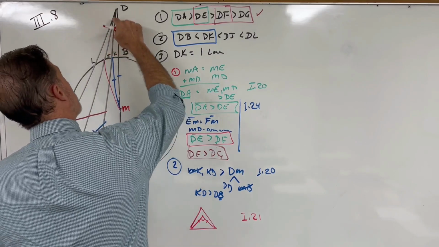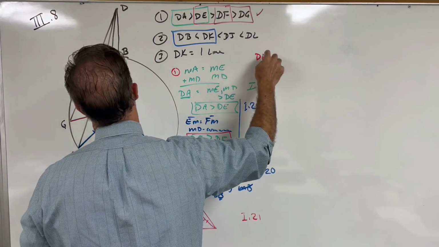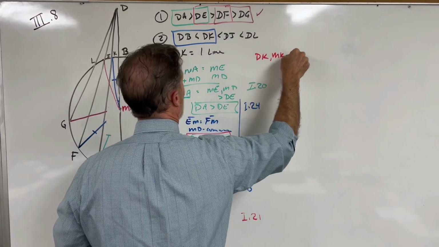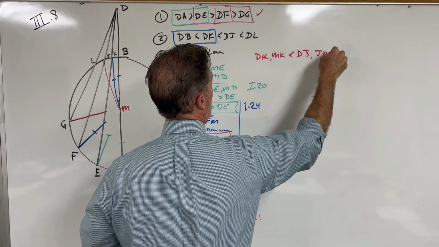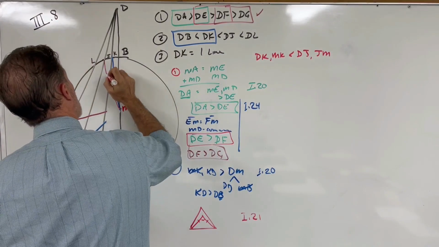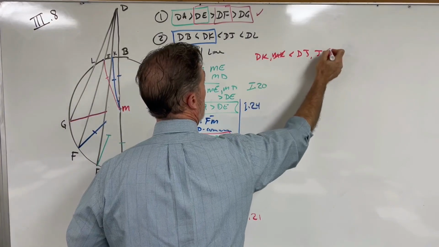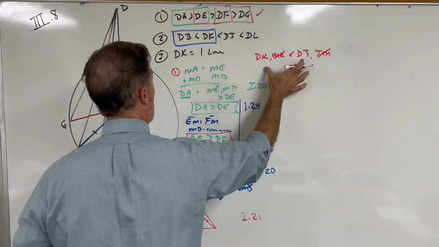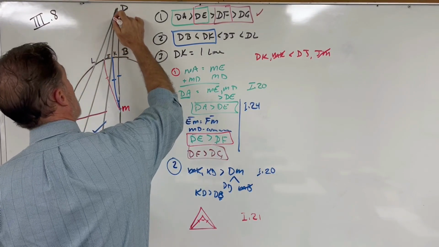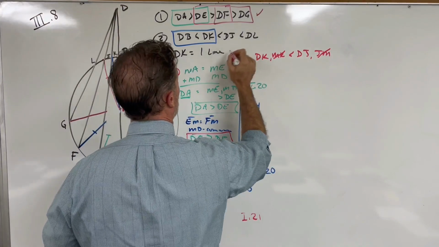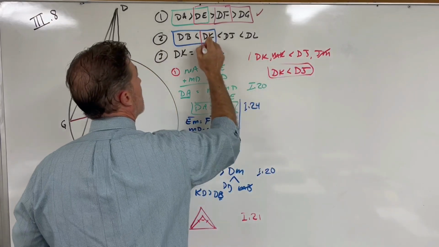So we know that side DK and MK are less than the sides DJ, JM. But of those, we know that these two are equal. We know that JM and KM are equal. So we can remove those, and therefore the parts that remain, the inequality still remains. Therefore, the remainder, DK, is less than the remainder DJ. So DK is less than DJ. And that is this portion.